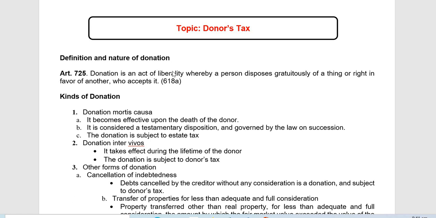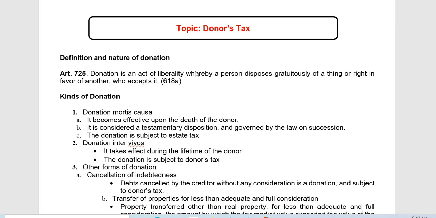Per Article 725, donation is an act of liberality whereby a person disposes gratuitously, meaning walang consideration, of a thing or right in favor of another who accepts it. As discussed in the previous videos, we have two kinds of donations: donation mortis causa and donation inter vivos. Donation mortis causa becomes effective upon the death of the donor. It is considered a testamentary disposition and governed by the law on succession.